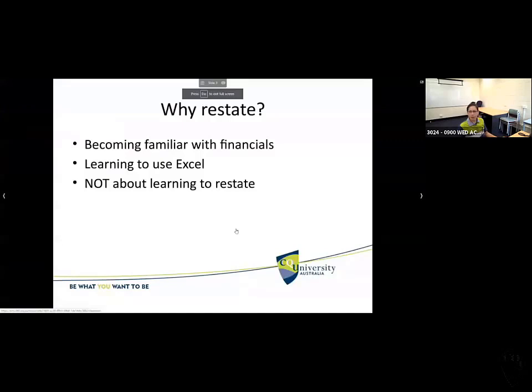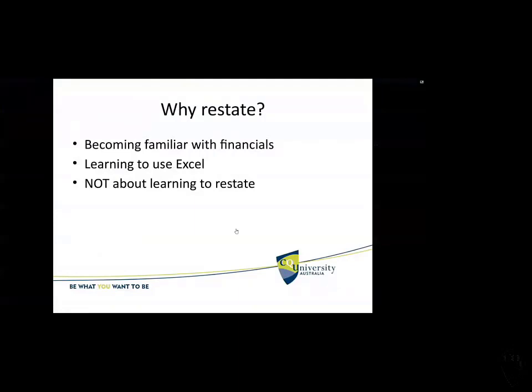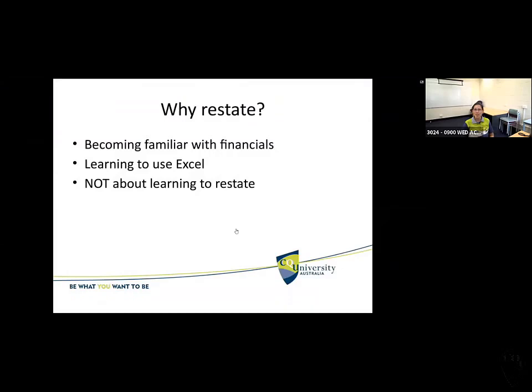So just again, a reminder about the restating that we do in our unit. It's not so much about you guys learning to restate. It's a lot more about forcing you to become familiar with financial statements, so general purpose financial statements, and also learning to use Excel. And again, how in depth you go into that learning journey is purely your individual decision.